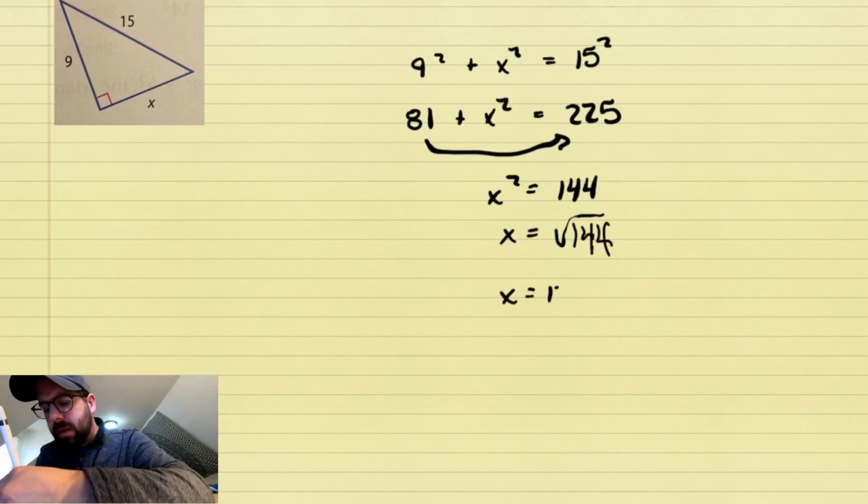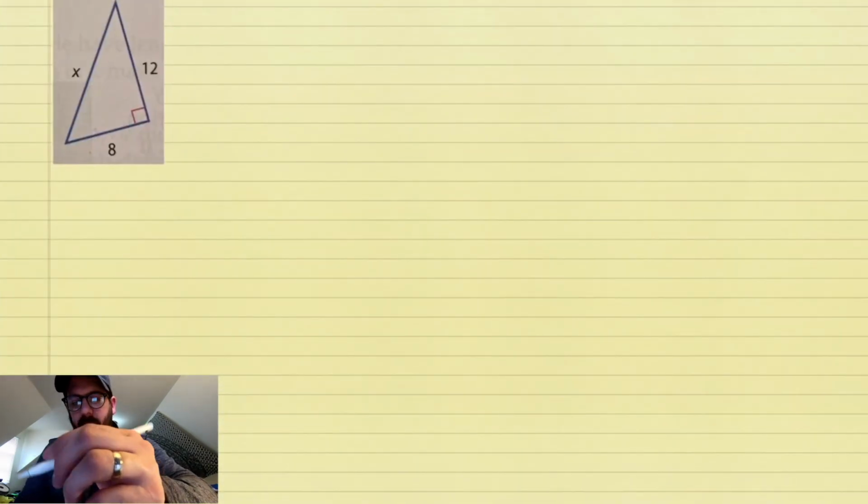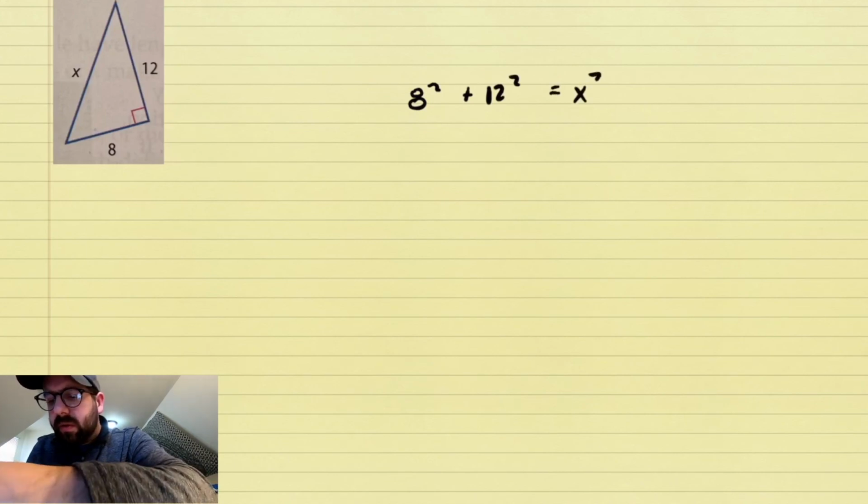144. There we go. Wow, it would not let me write that. There was a 12. Okay, let's jump to the next one. So we have 8 squared plus 12 squared is equal to x squared.